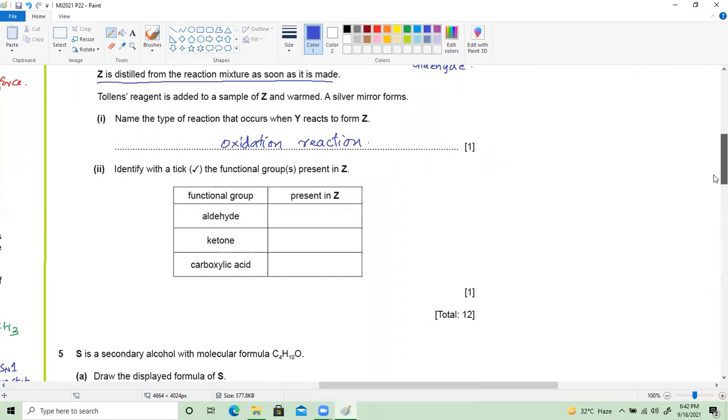Now we identify with a tick the functional group present in Z. The functional group present in Z is an aldehyde, and there is no ketone and carboxylic acid.